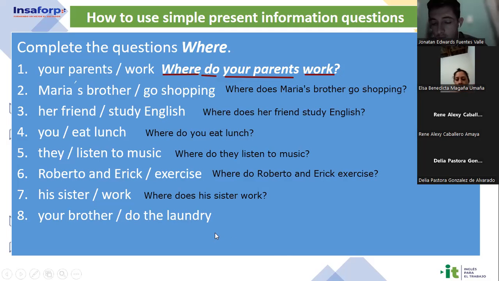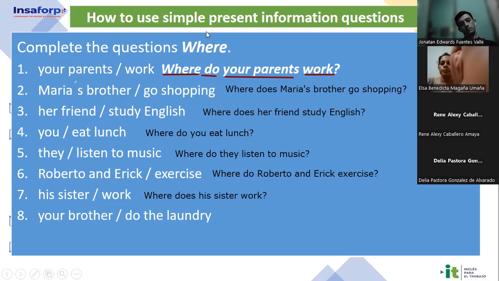Y ya vamos a esperar la última con Elsa, ¿verdad? Es por escrito. No queremos que nos enferme más, Celso, así que por escrito. Okay, good. Now, but I want to remind you this, right? Quiero recordarles, I want to remind you this, that we have four elements. Where does her friend study? So you see four. Where do you eat? Where do they live? And et cetera, right? Let me see. Where does your brother do the laundry? Uh-huh, correct. Thank you, Elsa.